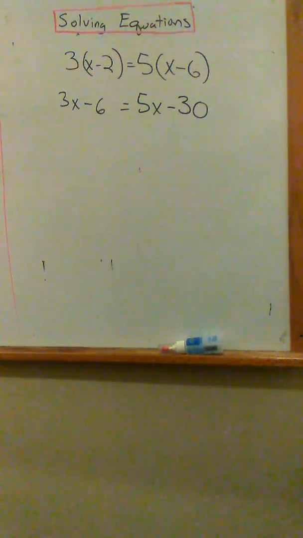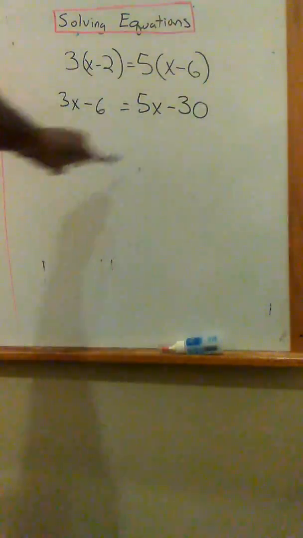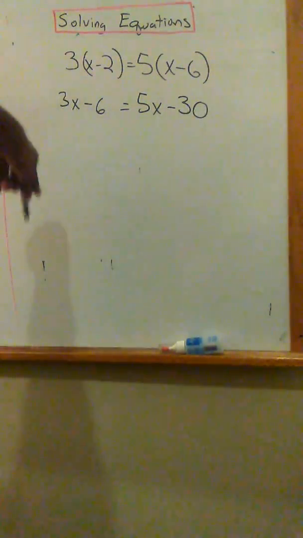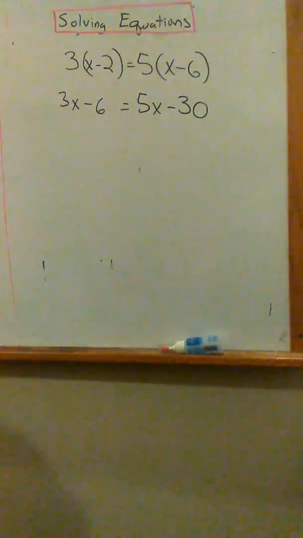Okay. So now, pick a side and put all your variables on it. You know what side I like to put the variables on, the left-hand side. You can put it on the right-hand side if you want to. I'm putting it on the left. So how do I put all my variables on the left-hand side? I need to bring this 5x over. How do I bring the 5x over? Add, subtract, multiply, or divide.